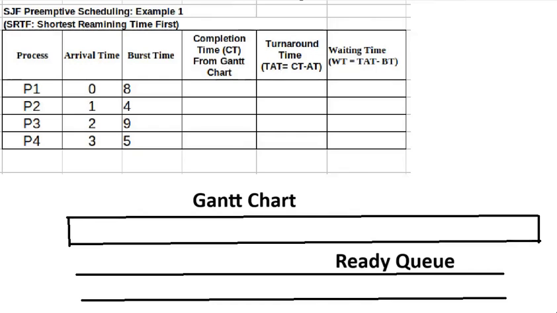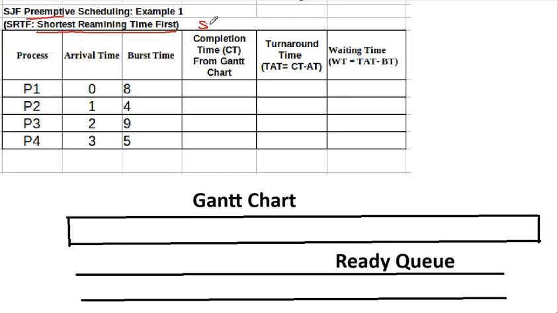Dear students, now this is SJF preemptive scheduling. SJF preemptive, here shortest job first and preemptive. Preemptive means we will preempt some processes if another process with a shorter job comes at that time. It is also called shortest remaining time first, that is SRTF.